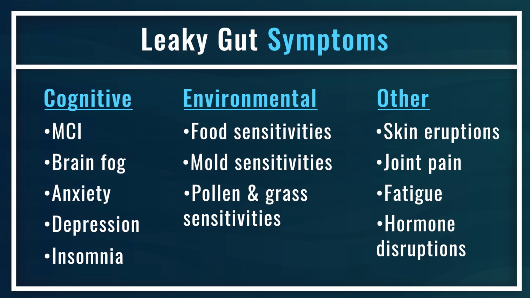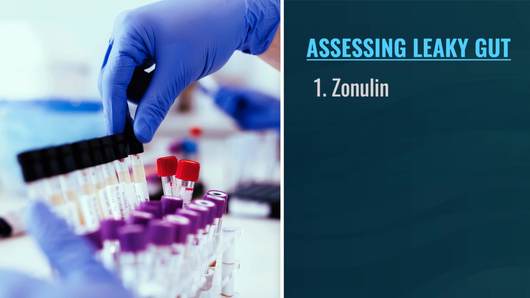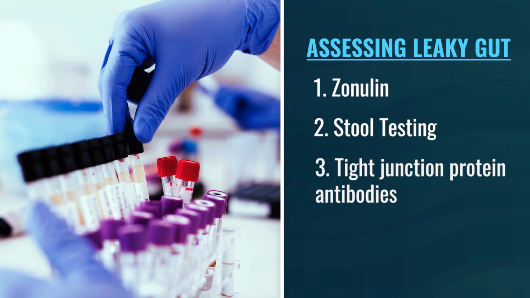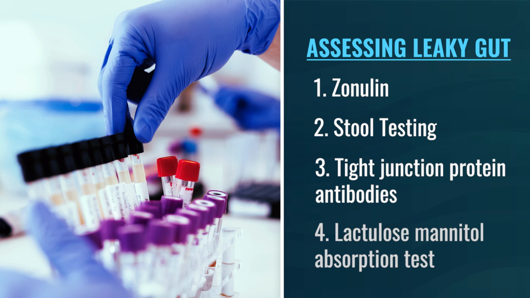It may also include skin eruptions of various sorts, joint pain, fatigue, and even altered conversion or metabolism or release of certain hormones. So then begs the question, well, if I have these symptoms and I think leaky gut might be implicated in them, how can I assess? And that's what I want to break down and cover with you today. We'll look at the 4 main ways of assessing leaky gut, which are zonulin, indirectly through stool assessments, through tight junction or leaky gut barrier proteins, and also through what's known as the lactulose mannitol absorption test.